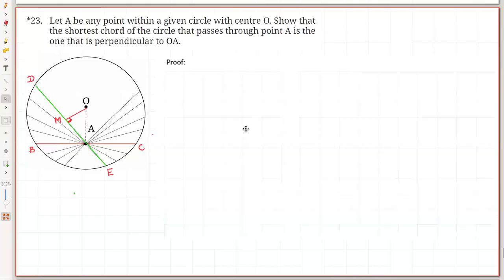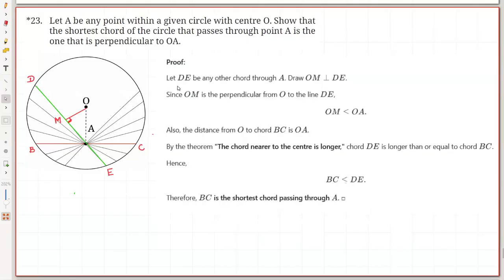Now this is the proof. First, let DE be any other chord through A. I'm just drawing OM. OM is perpendicular to DE. Since OM is perpendicular to DE, OM will be less than this distance, OM is less than OA.